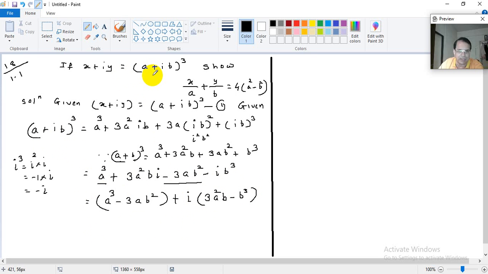And see what is given: given is x plus iy is this, (a plus ib) bracket cube. Out of that we have calculated (a plus ib) cube, and it comes out to be this. So now I can say x plus iy is equal to this quantity: a cube minus 3ab squared, plus i into 3a squared b minus b cube.